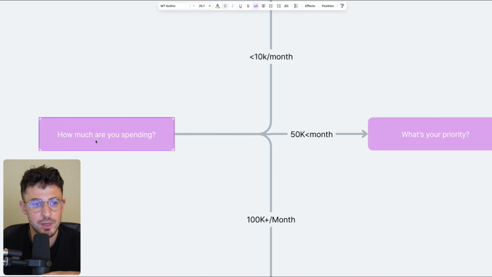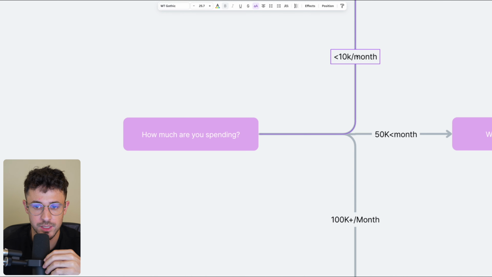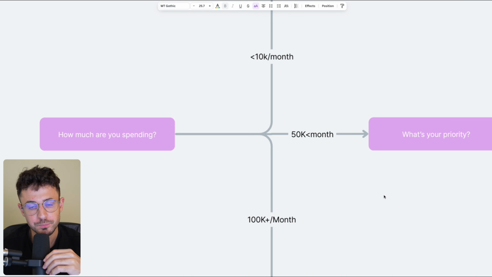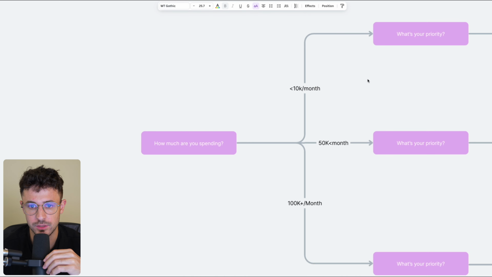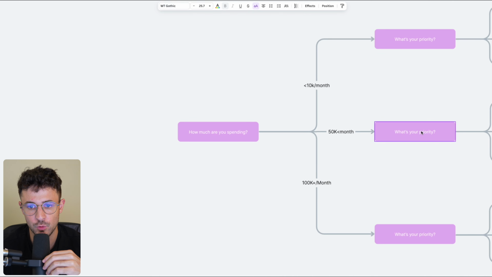Cool. So how much you're spending is basically the first question that you need to ask yourself. If you're spending less than 10k a month, 50k a month, 100k a month, you might have different solutions that fit your needs best. So the first question you need to ask once you figure out your budget is, what is your priority? And the reason it's the same question is that the outcomes are the same, but your priority is different based on how much you're spending.